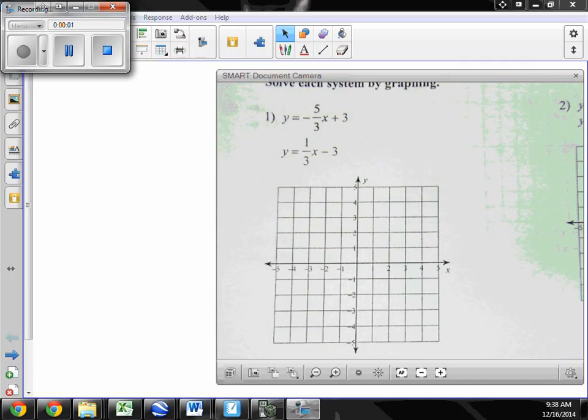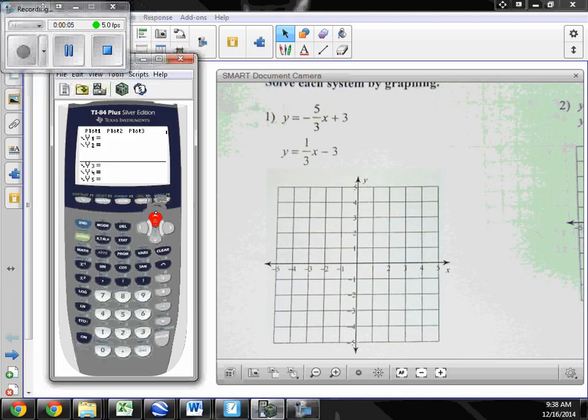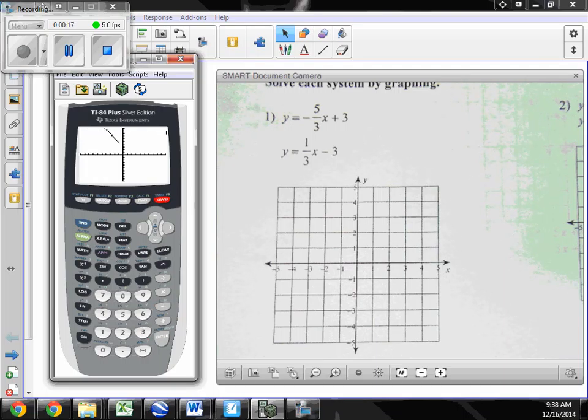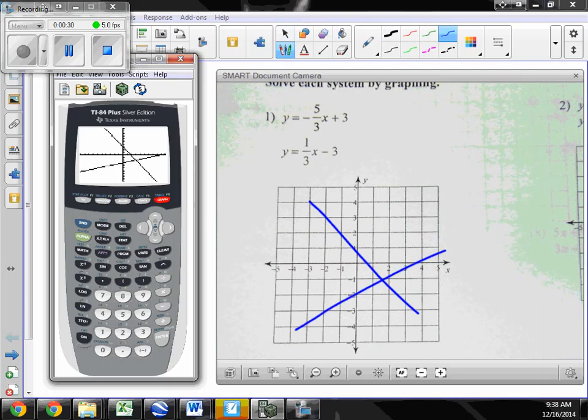So to find the intersection of these two linear equations, I just graph them. Negative 5/3 x plus 3 for the first one, 1/3 x minus 3, and then push graph. And then I want you to graph them roughly. It doesn't need to be terribly accurate. So we'll call that good enough.